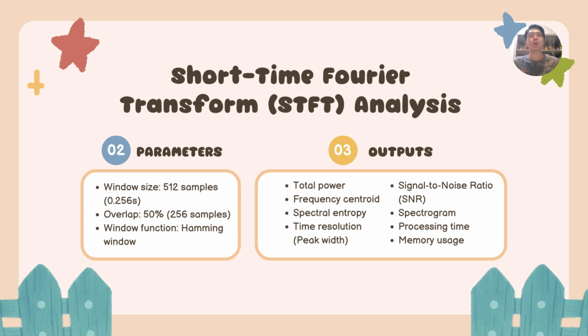The evaluation of the processed signal includes total power, which is the total energy of the signal across all frequencies, frequency strength rates, which indicates where the energy is concentrated in the frequency spectrum, spectral entropy, a measure of signal complexity or randomness, time resolution or peak width, which captures how well we can track short-term change in activity, signal-to-noise ratio (SNR), which quantifies the quality of the signal relative to background noise, and lastly, spectrogram, which is the visual representation of the spectrum of frequencies of a signal as it varies with time.